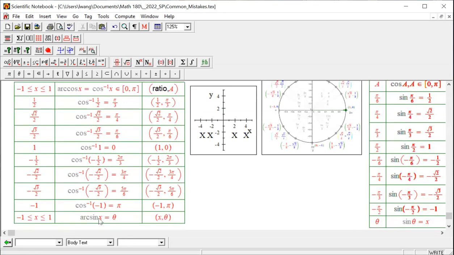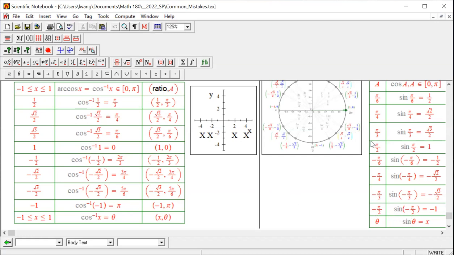Okay, now arc cosine. So arc cosine x equals theta, and of course x is a ratio, theta is an angle. Or we can write arc cosine this way, but you still read it as arc cosine, okay?